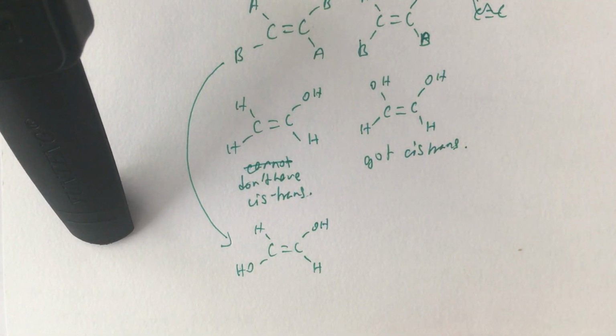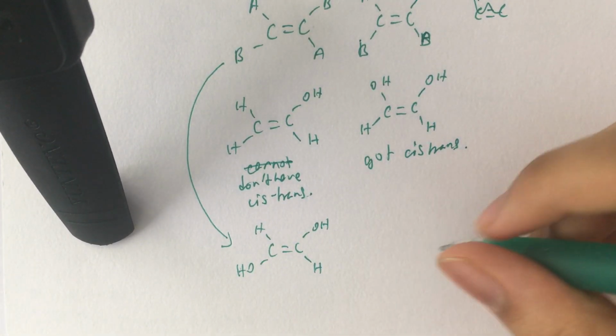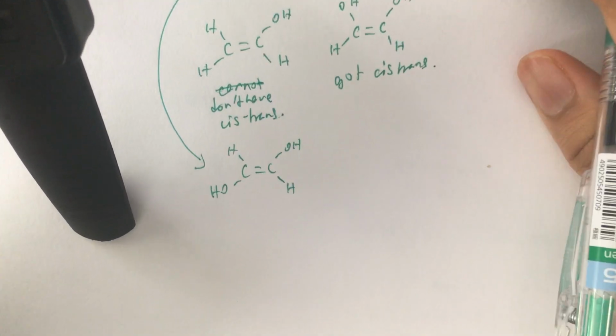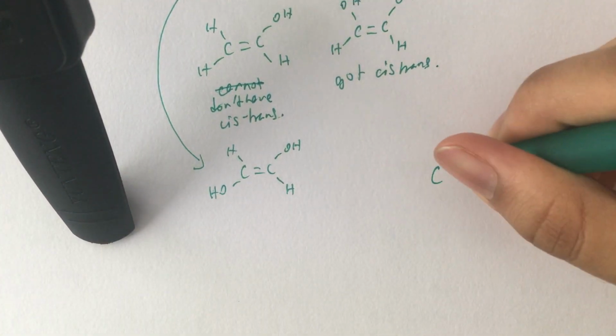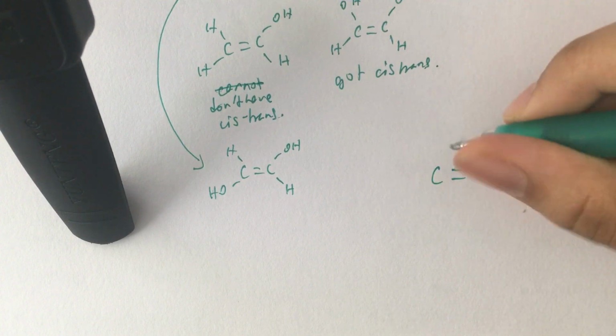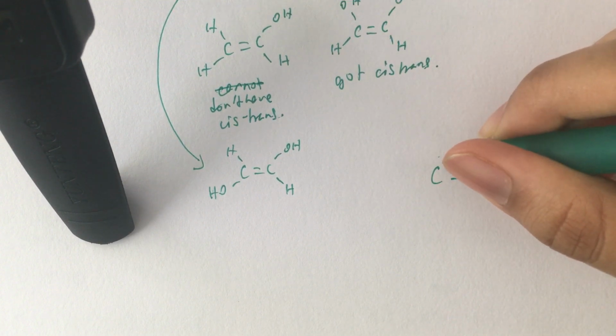If you want to do the stereochemical way of drawing it out, you can just use your perspective. Based on your perspective, you can tell which one is sticking out and which one is not sticking out.